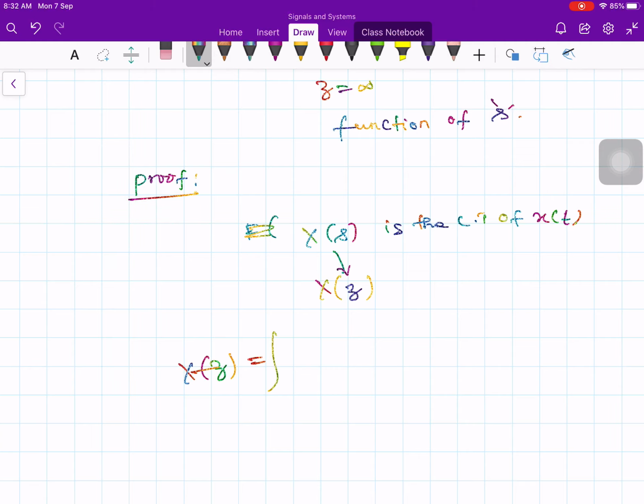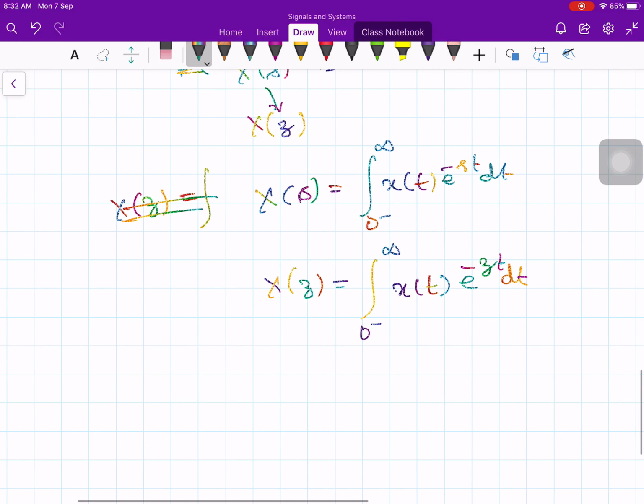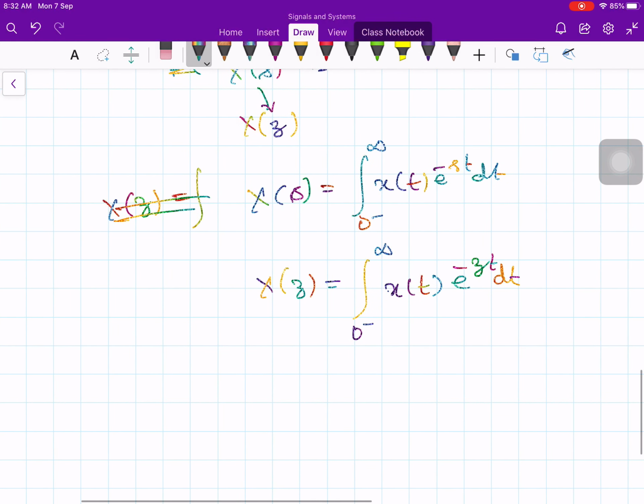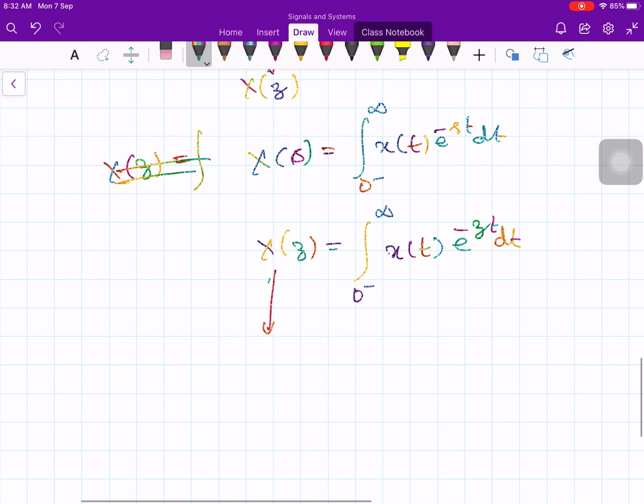X(s) equals the integral from 0 minus to infinity of x(t) e to the minus st dt. Now to avoid the confusion, we are writing it in terms of z. X(z) is equal to the integral from 0 minus to infinity of x(t) e to the minus zt dt. That's it. Now integrate this X(z) from s to infinity, both sides. That's what we want to find out now.